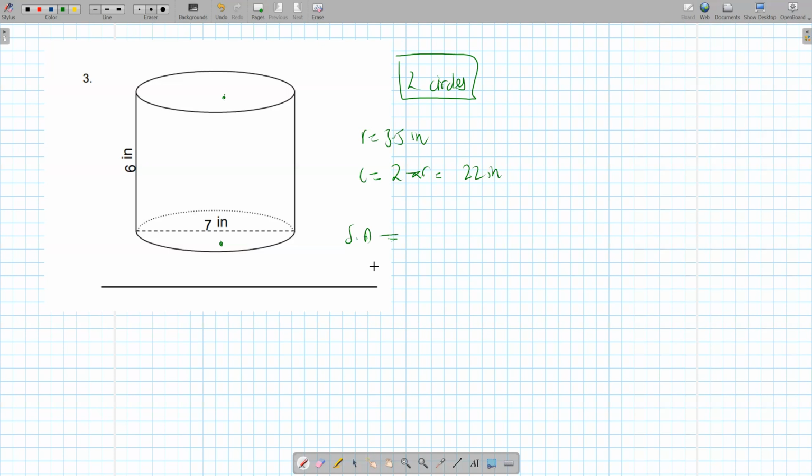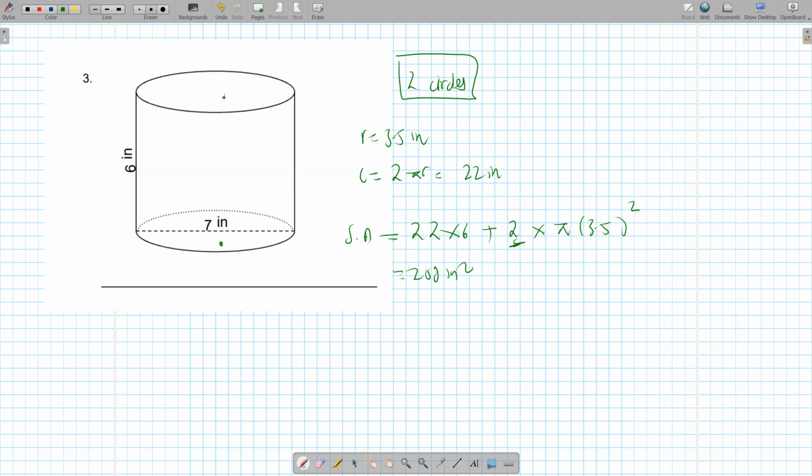22 times 6 would give us the rectangle. And then you find the area of the two circles. So 2 times, what's the area of a circle? Pi r squared. Correct. Times 2. I already did that here in the front. Does that make sense? So we have 22 times 6 plus 2 times pi times 3.5 squared. That gives me 209 inches squared for the surface area.